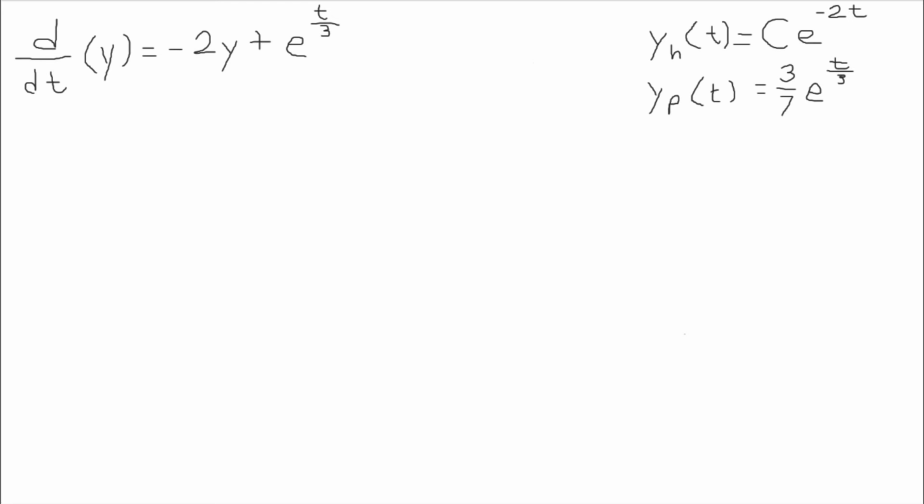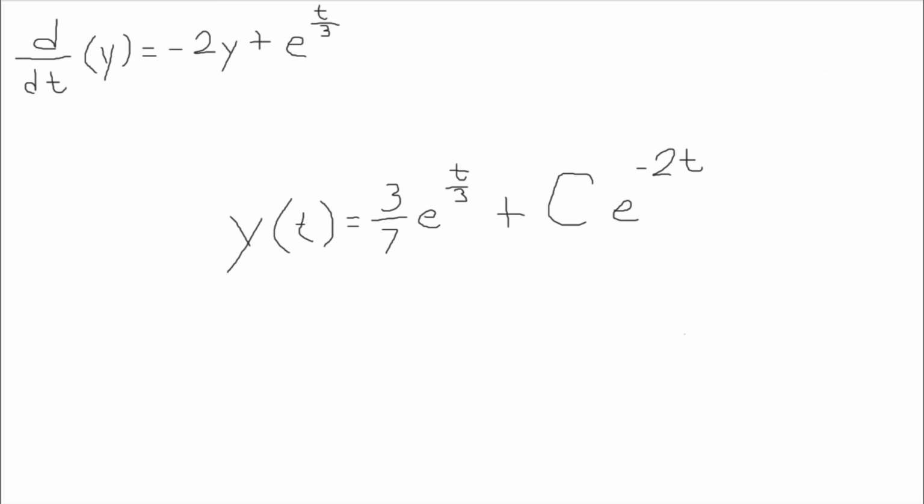And going back to the niceness theorem, which we went over the other day, all we have to do to find the general solution is add the two together. Meaning that the general solution is y of t equals 3/7 e to the power of t thirds plus c e to the power of negative 2t.